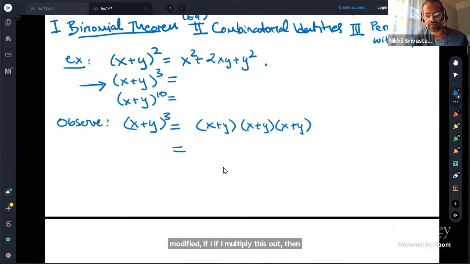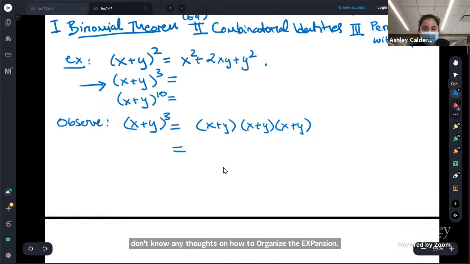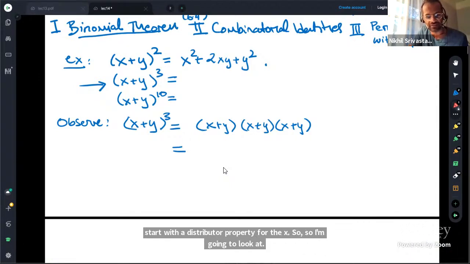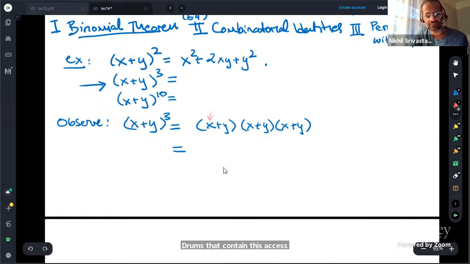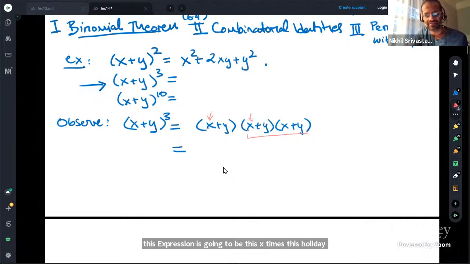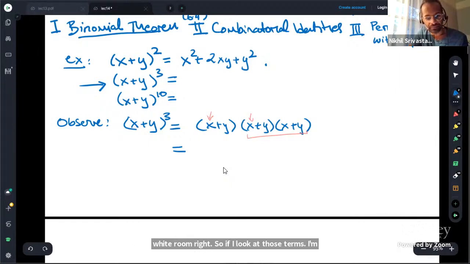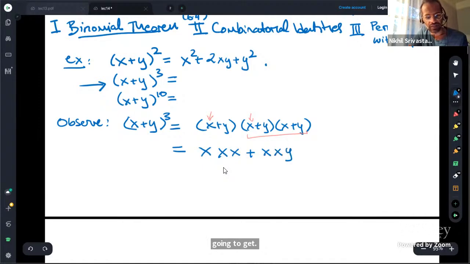then how should I go about it? Any thoughts on how to organize the expansion? Maybe start with the distributive property for the x's first. Okay, start with the distributive property for the x. So I'm going to look at terms that contain this x. So it's going to be x times this whole expression. And then I can apply the same reasoning in here. This expression is going to be this x times this whole expression. And then there are going to be two terms, the x term and the y term. So if I look at those terms, I'm going to get x, x, x plus x, x, y.